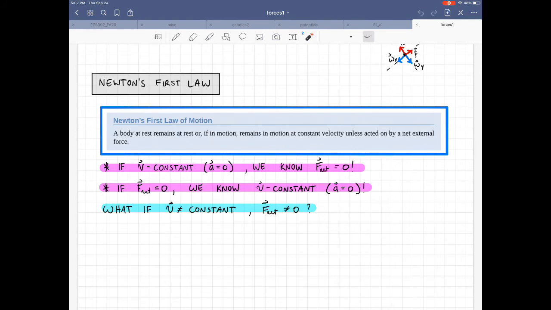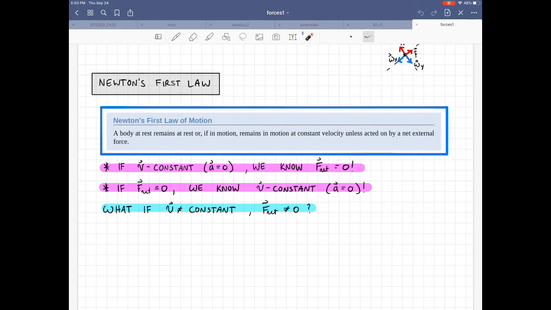So what this means is that if the velocity is constant, that is, the acceleration is 0, we know that the net force on the object has to be 0. Or conversely, if the net force on the object is 0, we know automatically that the velocity must be constant. So this first law, if we know something about the velocity of the object, that tells us something about the net force on the object, and if we know something about the net force on the object, that tells us something about the nature of the velocity of the object, if the velocity is changing or not.